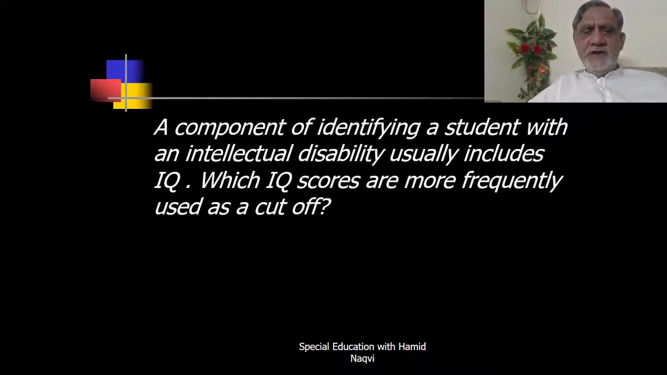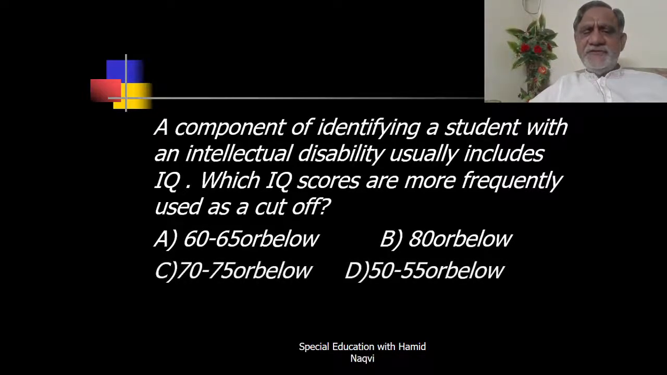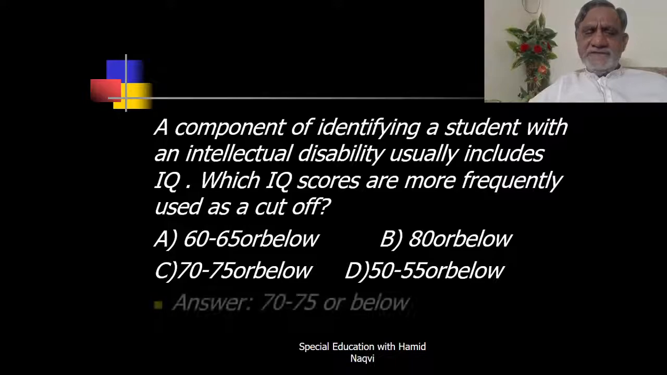Next question. A component of identifying a student with an intellectual disability usually includes IQ. Which IQ scores are more frequently used as a cut-off? 60-65 or below, 80 or below, 70-75 or below, or 50-55 or below? Correct answer is 70-75 or below.